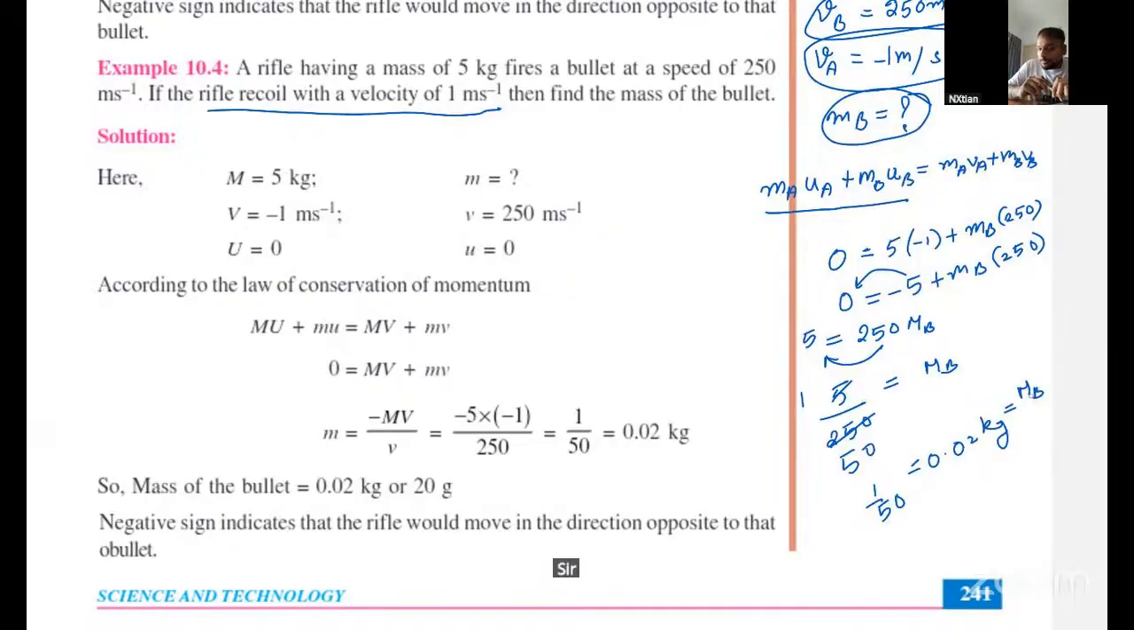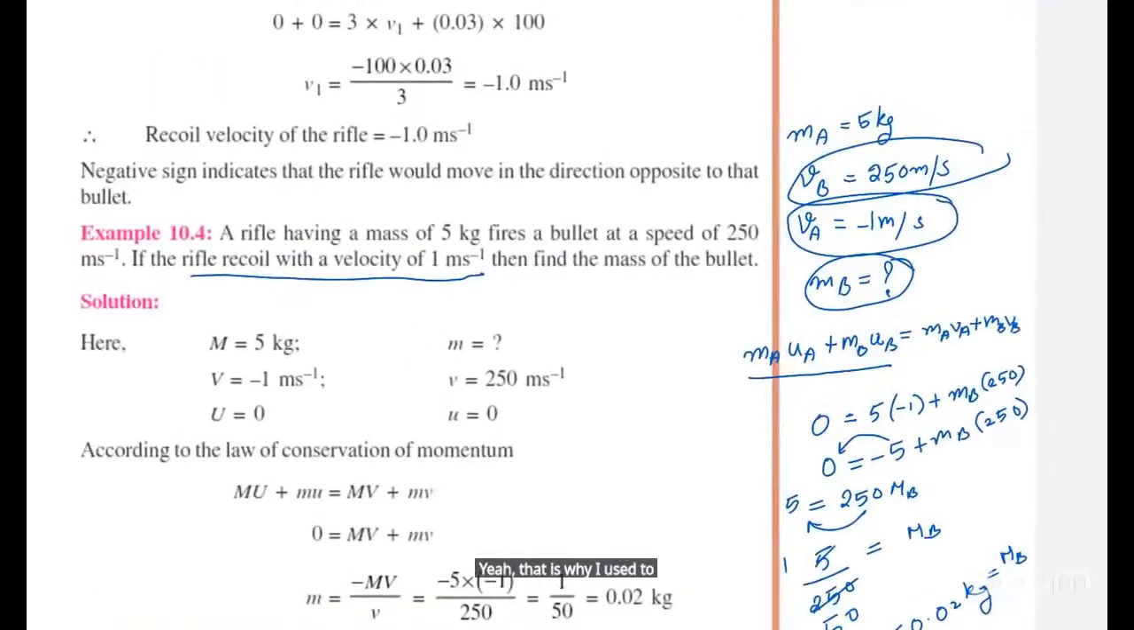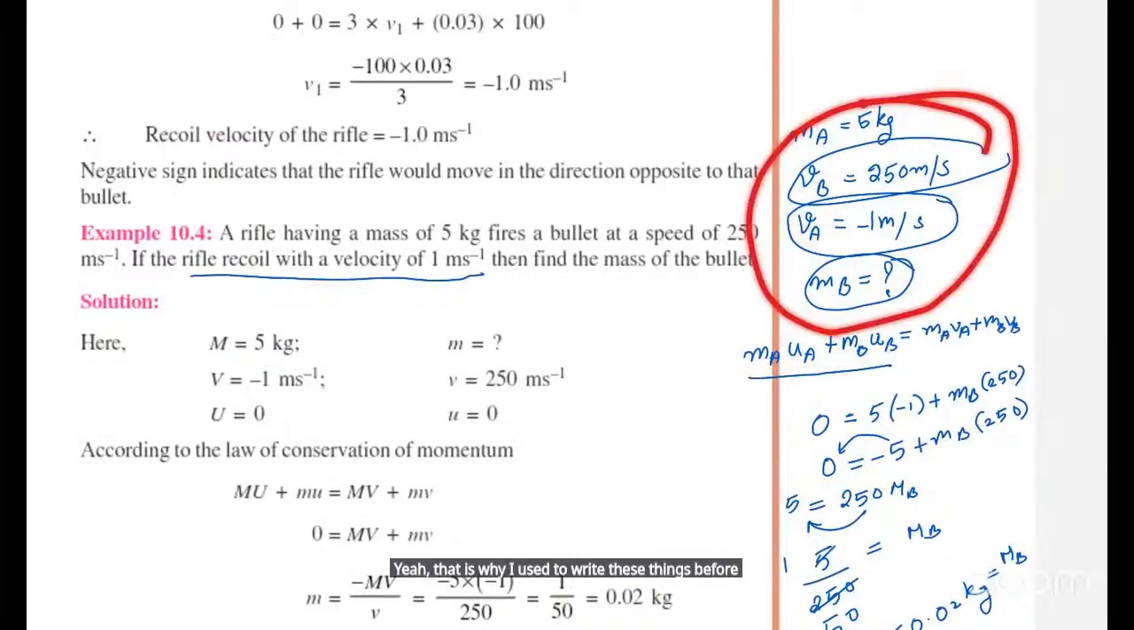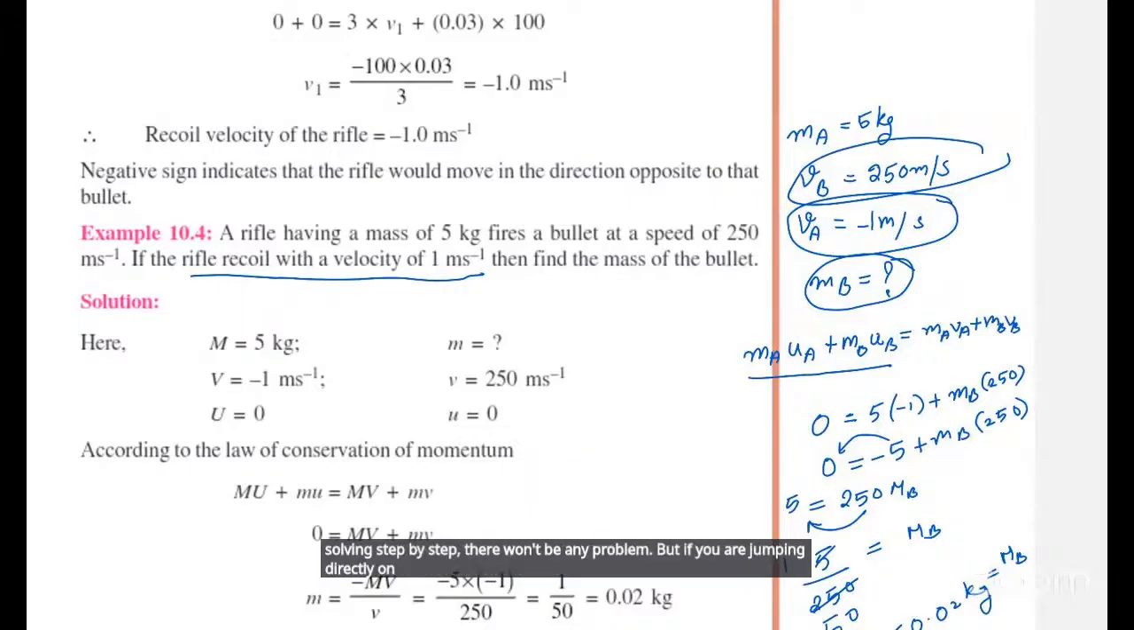Sir, you make it seem so easy. Say it loudly, can you hear me? Yeah, you make it seem so easy with the questions, but when we do it, it's the opposite. That is why I always write the given part. If you write the given part and solve step by step, there won't be any problem. But if you jump directly to the equation and solve it, obviously you will get a wrong answer.